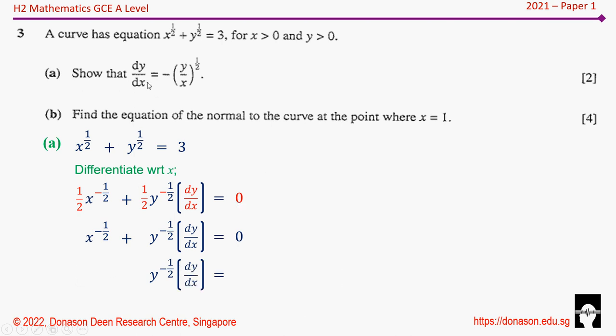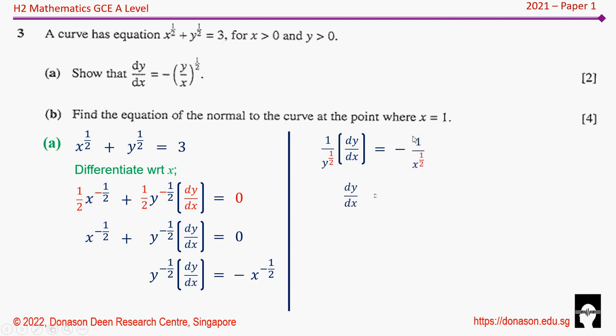Now since we need to isolate dy/dx on the left, we're going to throw the x to the power of minus half to the right. Of course, x to the power of minus half means 1 over root of x, but now it's a plus, so I'm going to throw it to the right hand side. It would become minus x to the power of minus half. So now we have this y to the power of minus half as a multiplier for the dy/dx. When I bring it over to the other side, it's going to become a divider. What I have done here is changed it into indices form. So 1 over y to the power of half dy/dx is equal to negative 1 over x to the power of half.